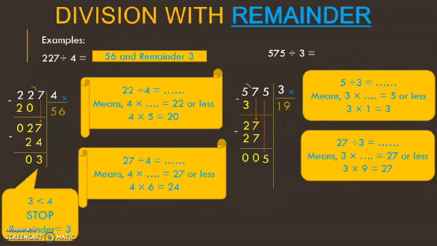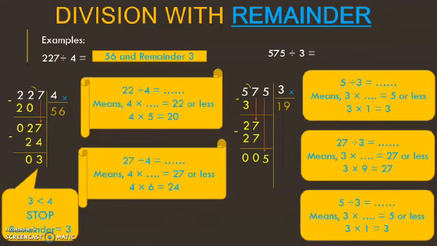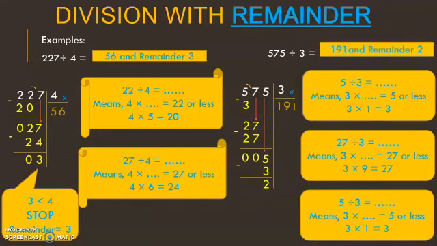Then bring down the 5. I divide. 5 divided by 3 means 3 times what gives me 5 or less? 3 times 1 is equal to 3. I write 1. I multiply. 1 times 3 is equal to 3. Then I subtract. 5 minus 3 is equal to 2. 2 is less than 3. Then I have to stop. The remainder is 2 and the answer is 191 and remainder 2.